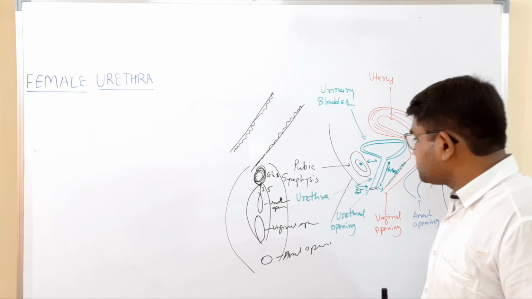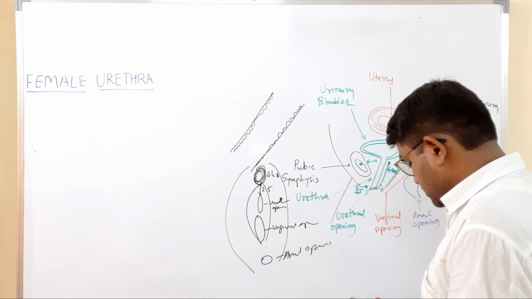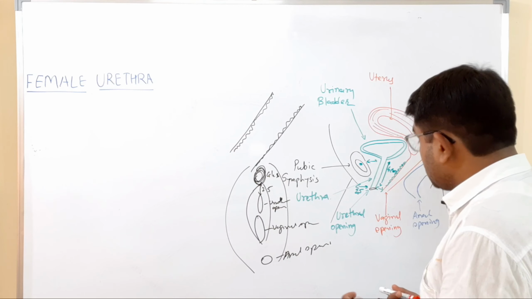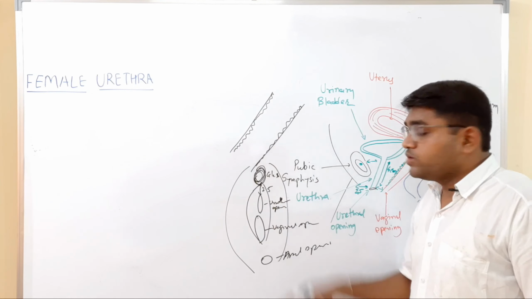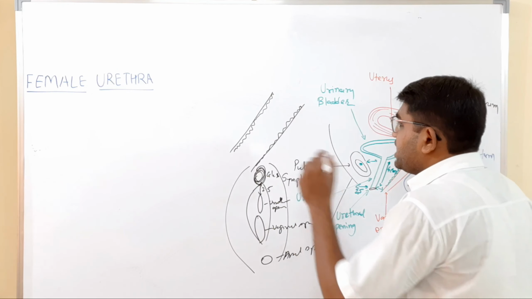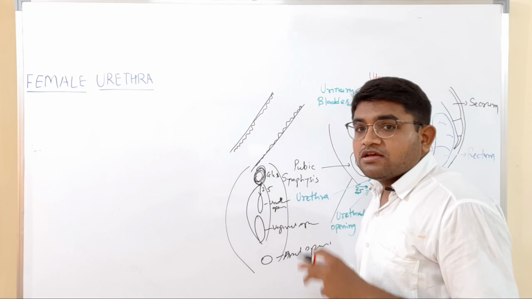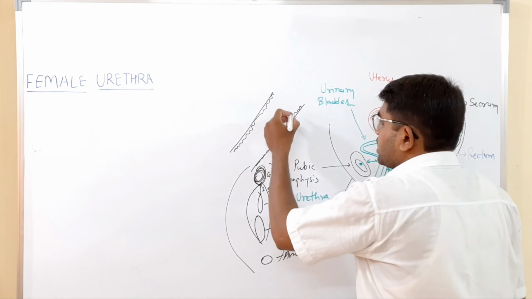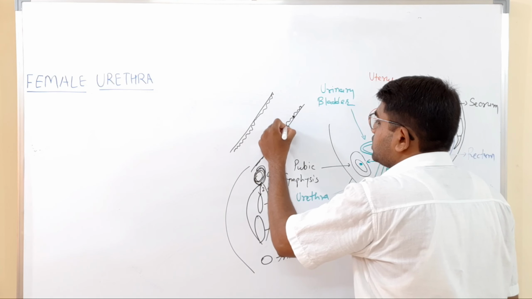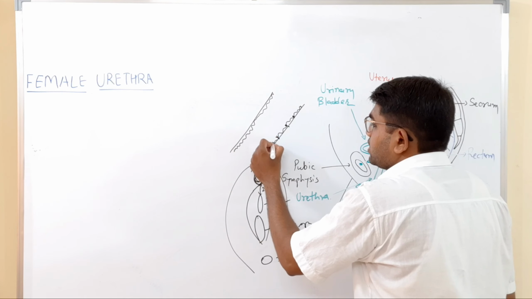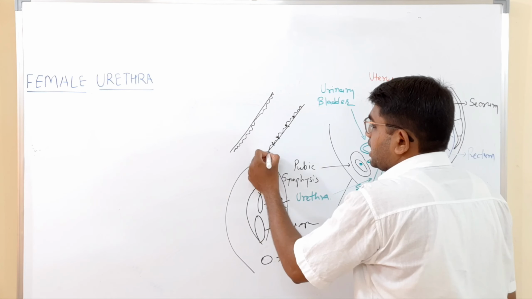Then in the urethra, many urethral glands open. If we see the internal structure of the urethra, there are many openings of the urethral glands.